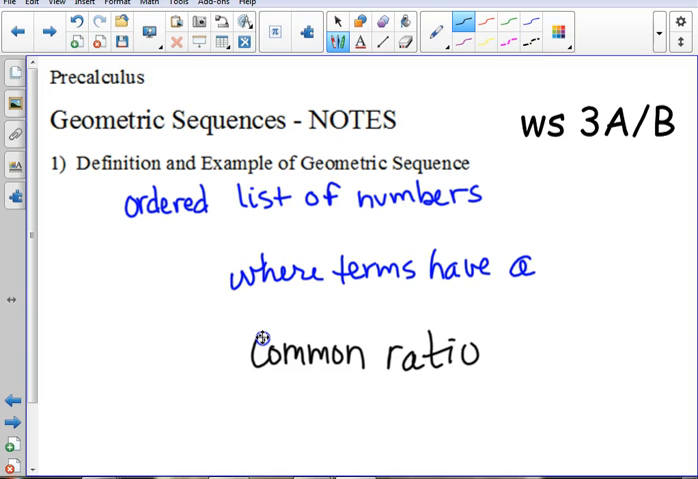Ratio. We're going to call that common ratio R, and it's going to be what we're multiplying by. So a really easy example would be 1, 3, 9, 27, 81. Okay. So here the common ratio would be, I'm multiplying by 3.